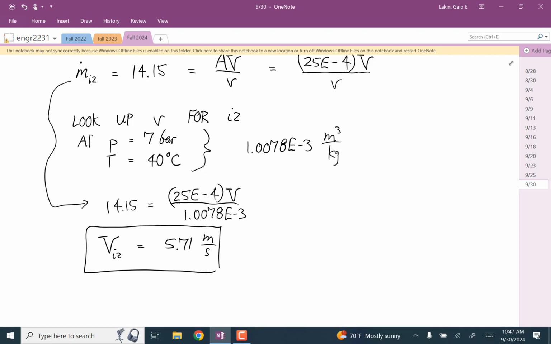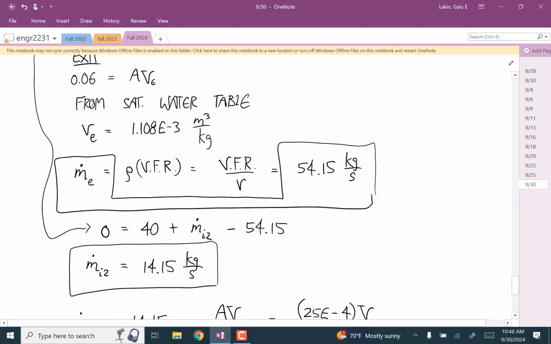So when you have to worry about the phases, be ready to look stuff up in the table. Remember that if you're at a saturation point, you only need one property to look it up. If you're not at a saturation point, you need two properties to look it up. And then it's just a matter of stringing the right equations together to solve for the variables you need.